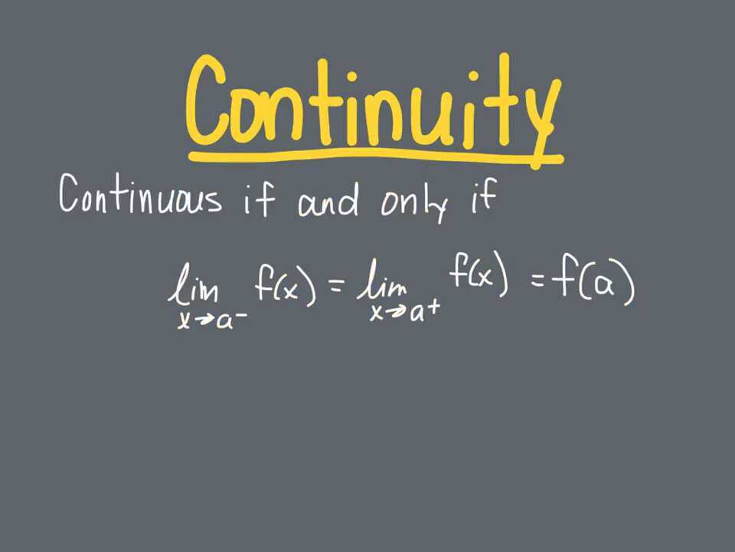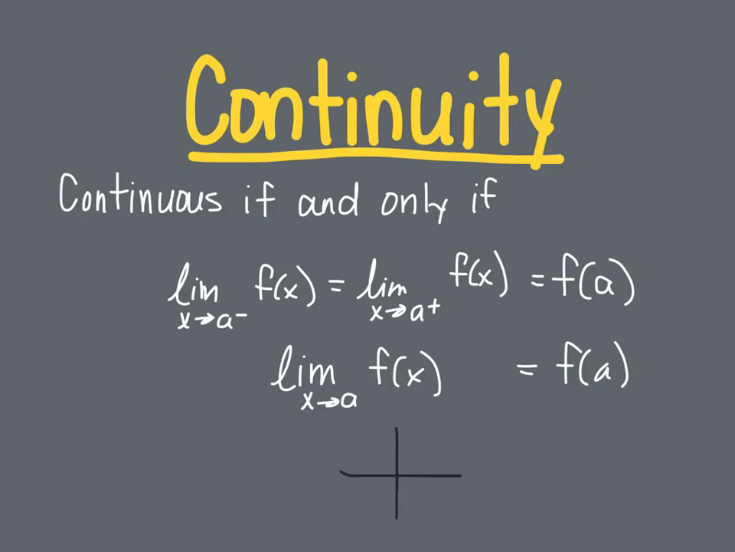And that only occurs when the limit from the left-hand side of that x value equals the limit from the right-hand side of that x value, therefore showing that the actual limit exists, and that limit is equal to the actual function value. So this basically on a graph looks like the limit from the left-hand side of our x value of a equals the limit from the right-hand side of our x value of a equals the point of our x value of a.